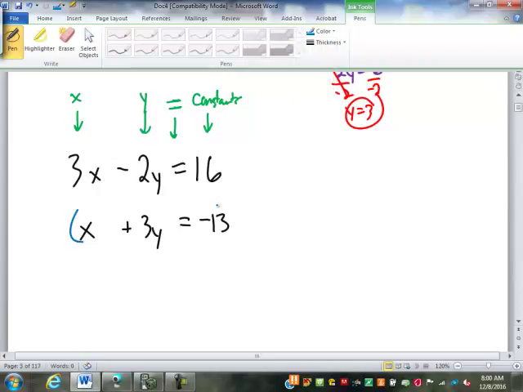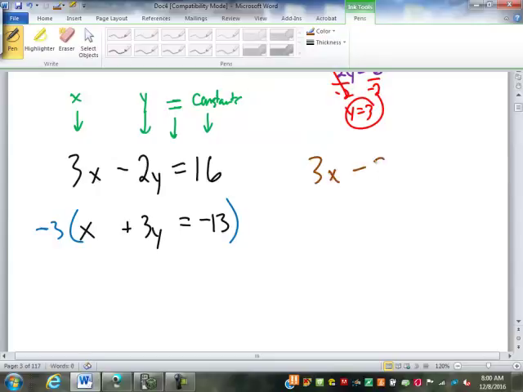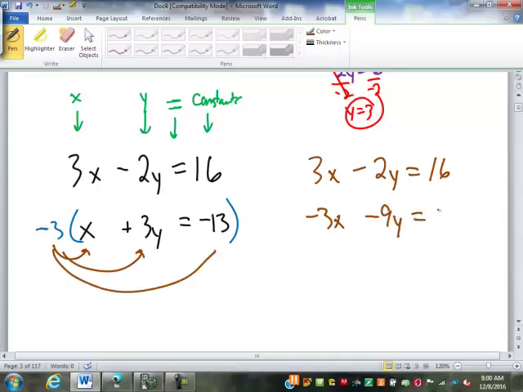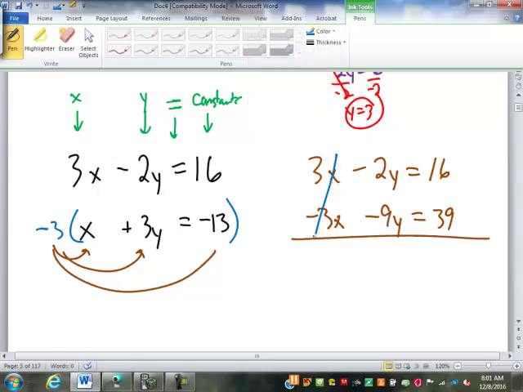But I can do this. Why would I multiply that bottom equation by negative 3? Yeah, then the top equation is still going to be 3x minus 2y equals 16. This one's going to be negative 3 times x is negative 3x. Negative 3 times 3y is negative 9y equals negative 3 times negative 13 is a positive 39. 3x and negative 3x cancel out. Negative 2 and negative 9 is negative 11y.